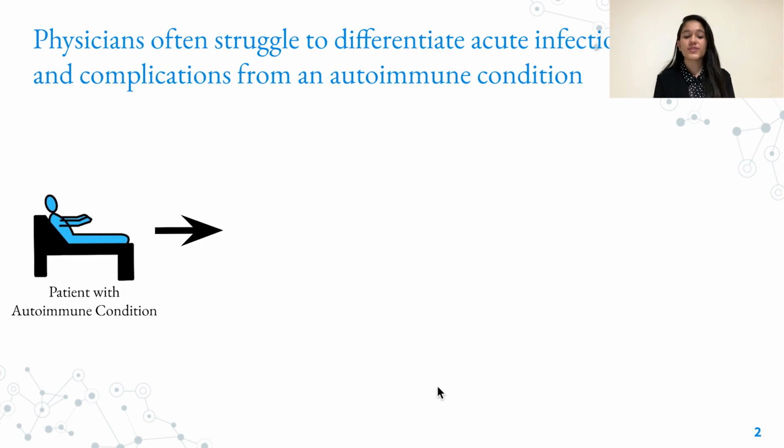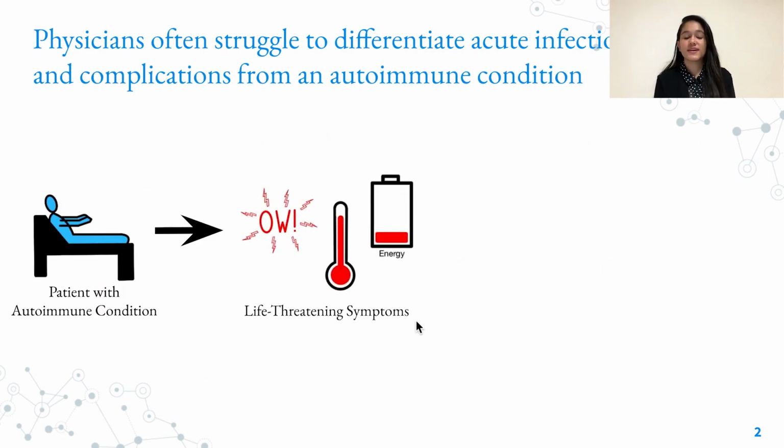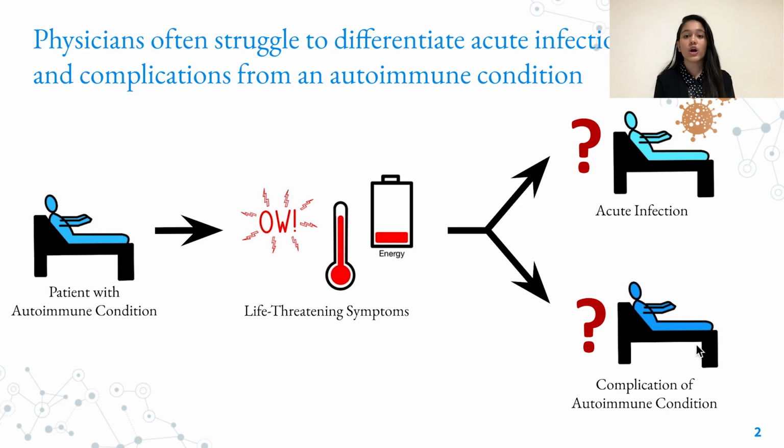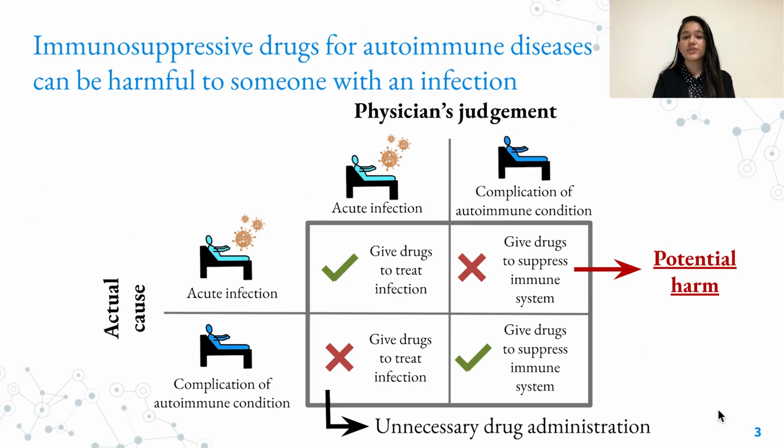When patients with an underlying autoimmune condition report life-threatening symptoms, physicians need to quickly determine whether these symptoms are caused by an acute infection or a complication of their autoimmune condition. If someone is suffering from a complication of their autoimmune condition, giving them drugs to treat an infection would not treat the problem and would allow the patient's condition to worsen.